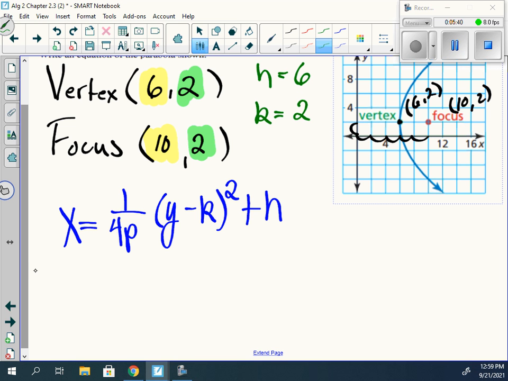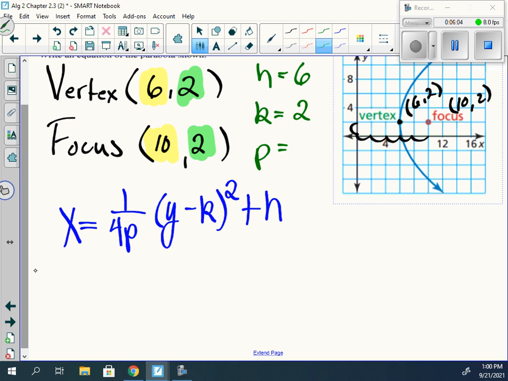Where do we get 6 and 2? Vertex. Vertex is h comma k, yes? So really, if I just look at the vertex, it'll give me the values of h and k. Do we know what the value of p is? Well, it's not directly given to us, but we can find it.